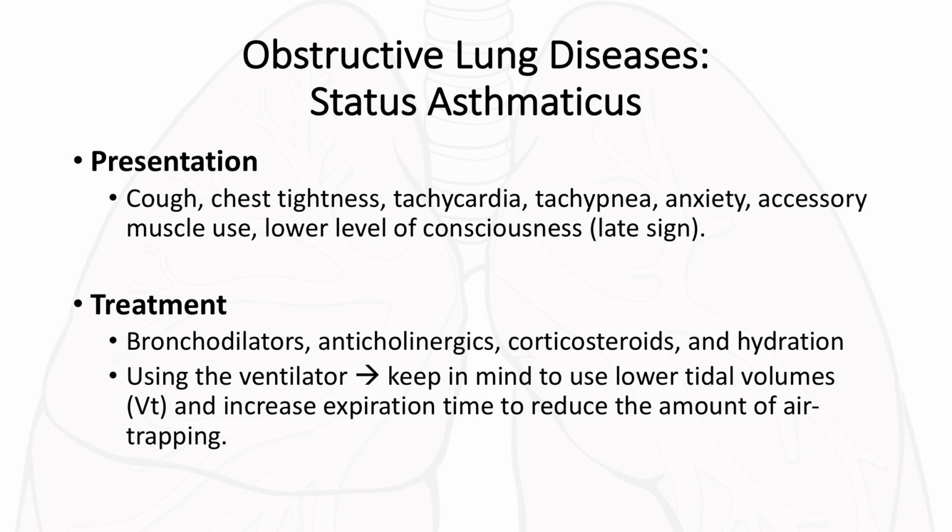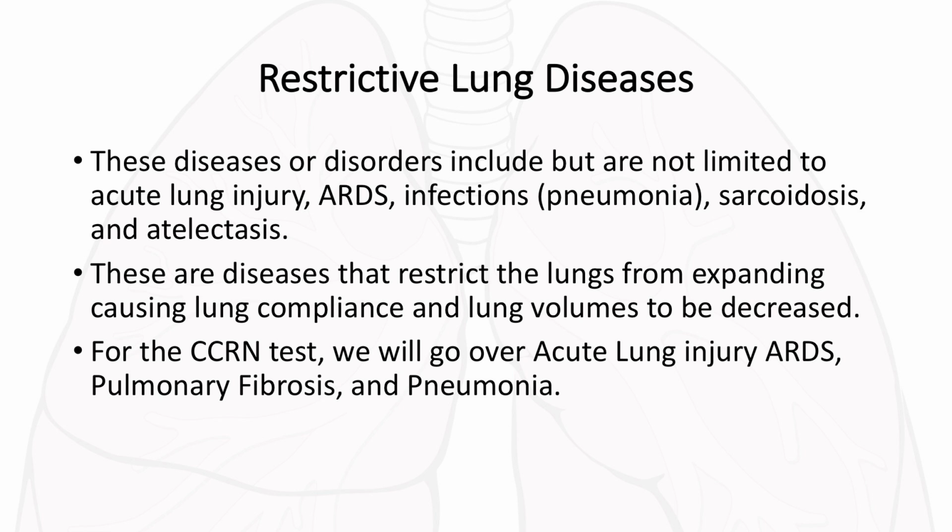Treatment for status asthmaticus is bronchodilators, often continuous, anticholinergics, corticosteroids, hydration. Again, for their increased work of breathing, they're going to need a lot more fluid requirements. And using the ventilator, keep in mind that you're going to use lower tidal volumes because of the air trapping and because of their airway constrictions. You're not going to be able to get as much air into their lungs as a person without status asthmaticus could. So you're going to want to increase their expiration time to reduce that amount of air trapping. So that's obstructive diseases.